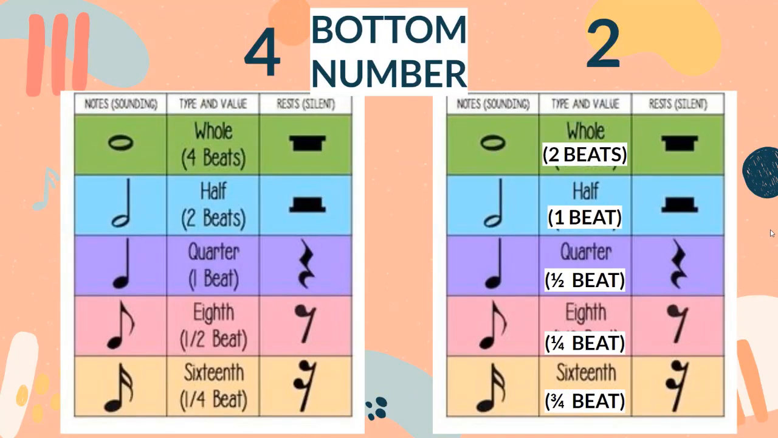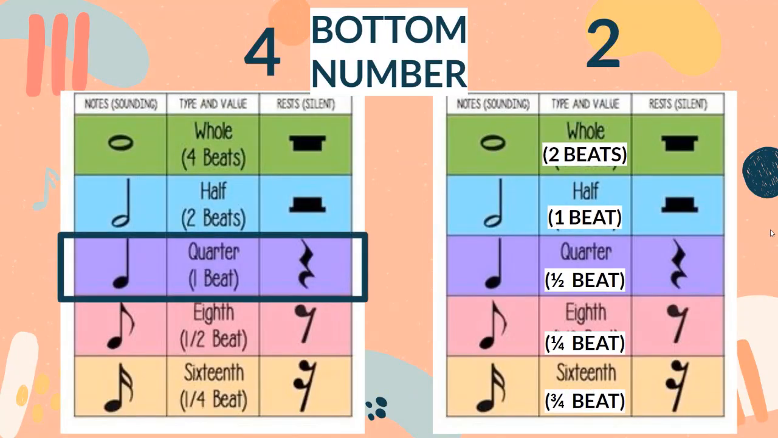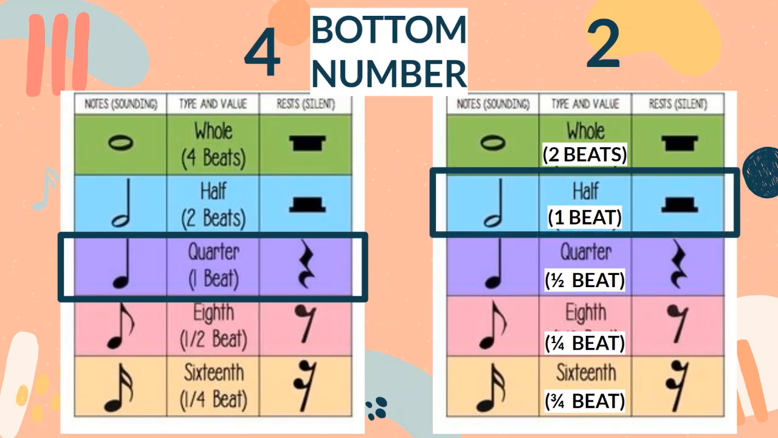Again, if the bottom number of the time signature is 4, the quarter note or rest receives 1 beat. So the value of the whole note or rest is 4, the half note and rest is 2, the eighth note and rest is 1/2, and the 16th note or rest is 1/4. If the bottom number of the time signature is 2, the half note or rest receives 1 beat. The values of the notes and rests will now be adjusted. So the value of the whole note or rest will now be 2, the quarter note and rest will be 1/2, the eighth note and rest will be 1/4, and the 16th note or rest will now be 3/4.